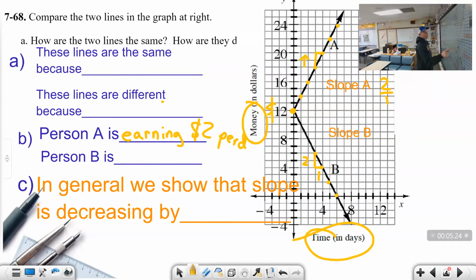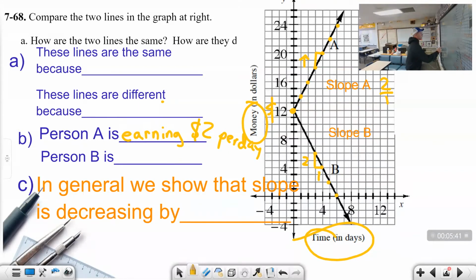$2 per day. Okay, what is person B doing? Well, I notice person B has a negative slope. So what are they doing? Are they just losing the money? It's disappearing on them? It's just jumping out of their wallet or purse?